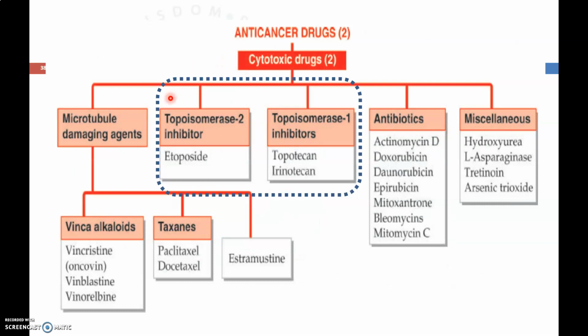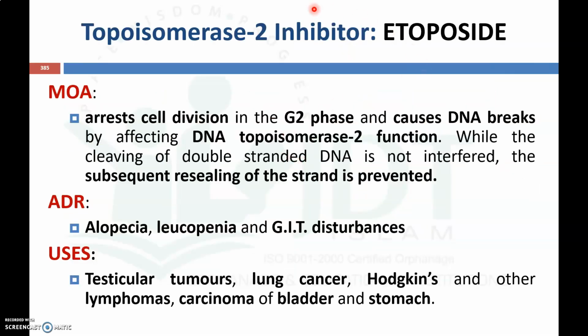Now coming to another class of cytotoxic drugs, the topoisomerase 2 as well as topoisomerase 1 inhibitors. The first one is the topoisomerase 2 inhibitor etoposide, and it acts by arresting the cell division in G2 phase, and it will cause a DNA break by affecting DNA topoisomerase 2 function. While the cleaving of double-stranded DNA is not interfered with, the subsequent resealing of the strand is prevented by the action of etoposide. The important ADRs are alopecia, leukopenia and GI disturbances, and it is mainly used for the treatment of testicular tumor, lung cancer, Hodgkin and other lymphomas, and carcinoma of the bladder as well as stomach.